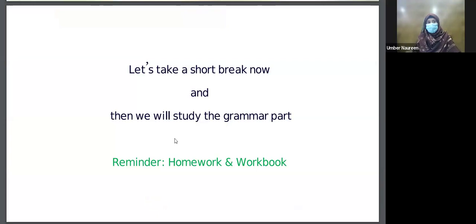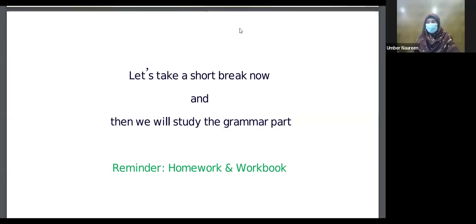Part A. Let's take a short break of 2 minutes and then we will start our grammar lesson. If there are any questions till then, you can ask. We are having the 2 minutes. I hope that you people are doing your homework and workbooks together. And if not, please complete them on time. It will be easier for you than the course. Otherwise, you will.